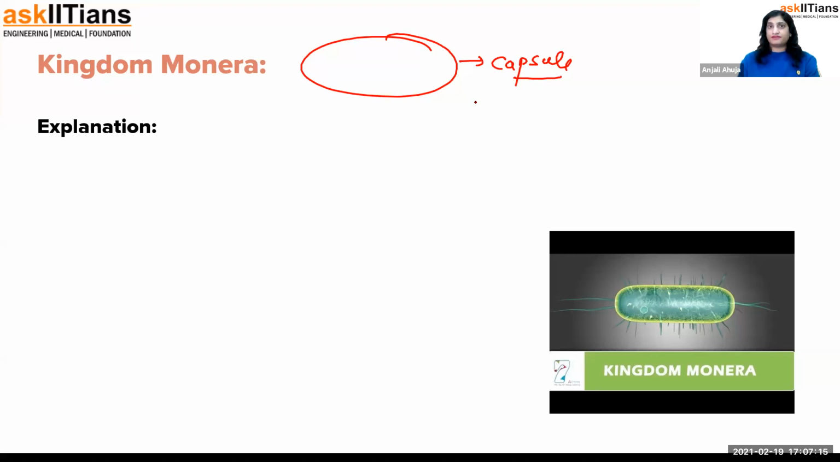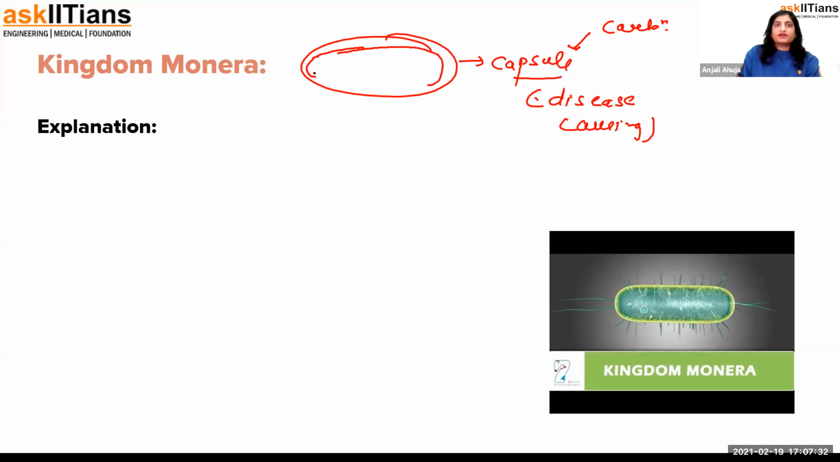Capsule is a protecting layer. Bacteria which are disease causing usually have the capsule, because capsule can protect them, and capsule is made up of carbohydrate. There are two types of bacteria: capsulated and non-capsulated. Non-capsulated will not have it, and they're not the disease-causing ones. They will have cell wall, and then the cell membrane, and internally genetic material is present, the nucleoid. And then they have ribosome also, which helps in protein formation.